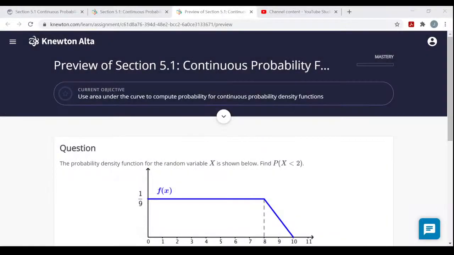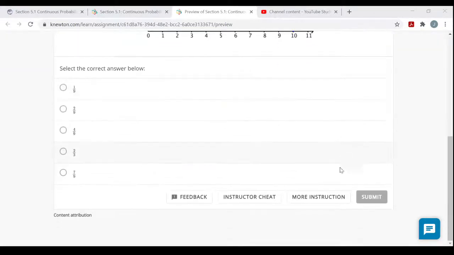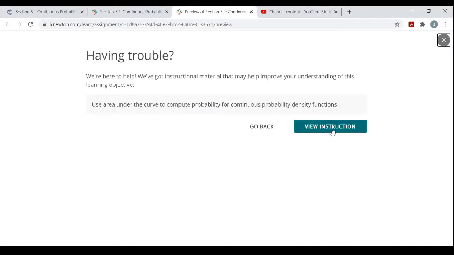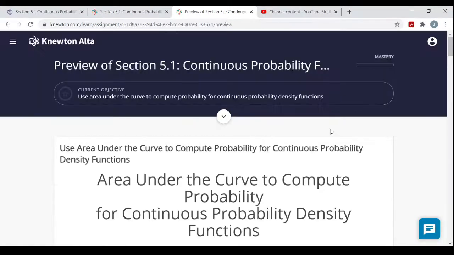All right. So here I am in the preview. Again, you're not going to see the word preview for the section 5.1 KnewtonAlta homework. There is only the one objective this time. So hopefully this is a shorter assignment. And it's use area under the curve to compute probability for continuous probability density functions. So the first time I'm seeing this objective, I'm going to go to more instruction here and view instruction.